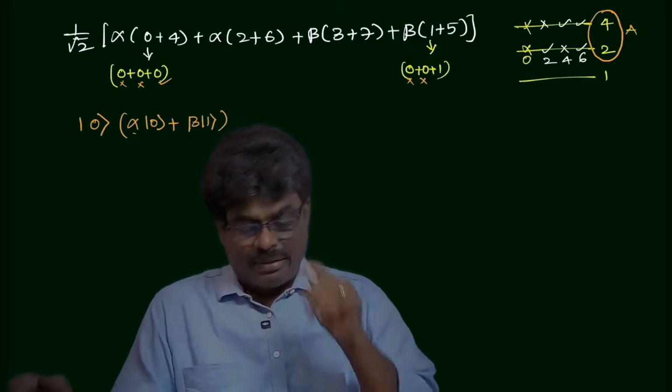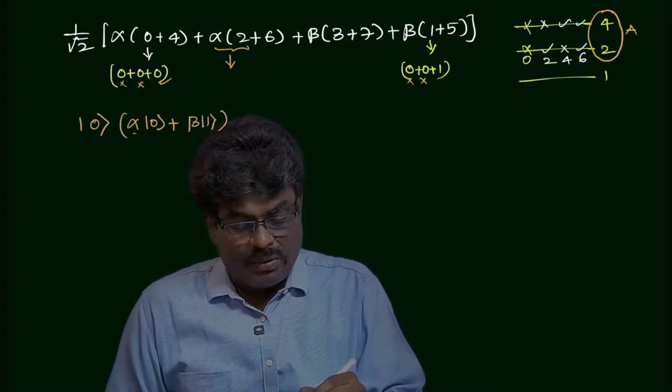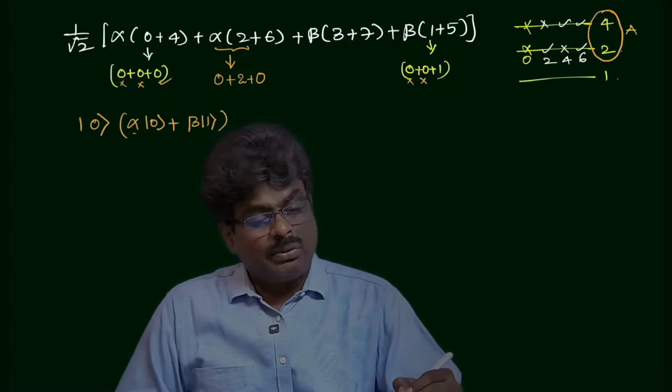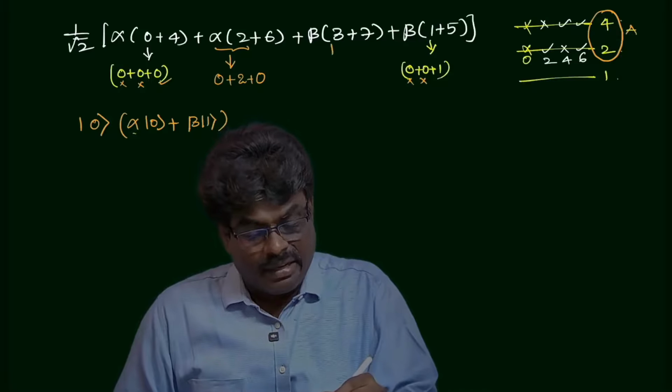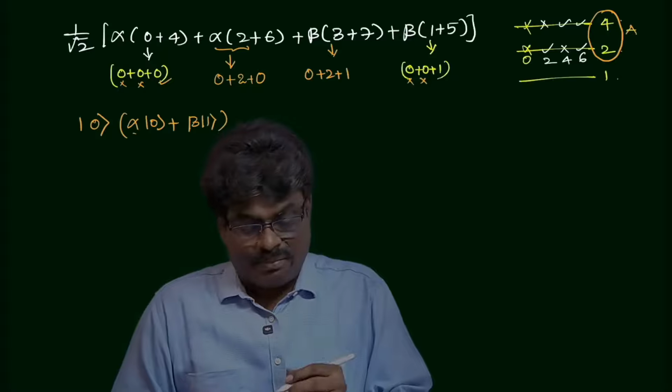Okay, next I'm going to separate this here 2 is there, so this 2 can be written as 0 plus 2 plus 0, because a 0 2 0. And somewhere here this one, 0 plus 2 plus 1.